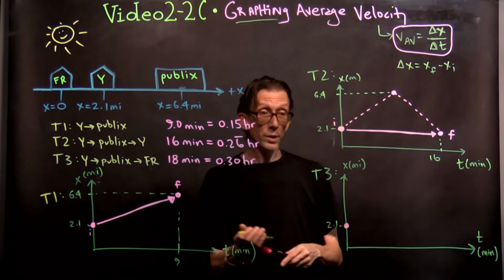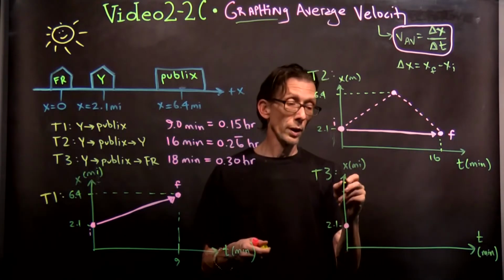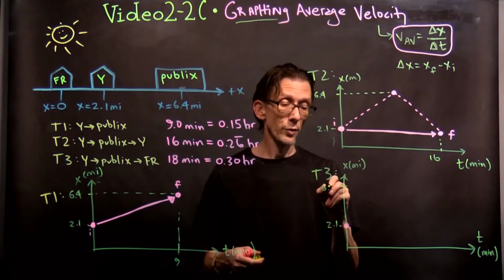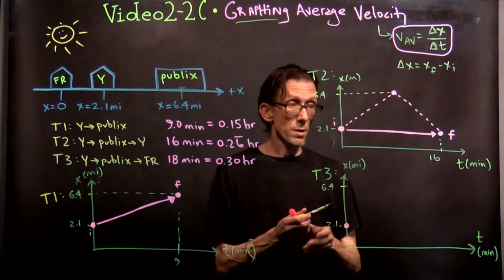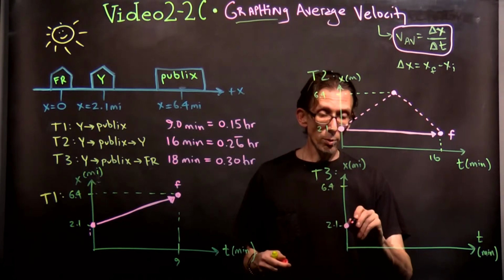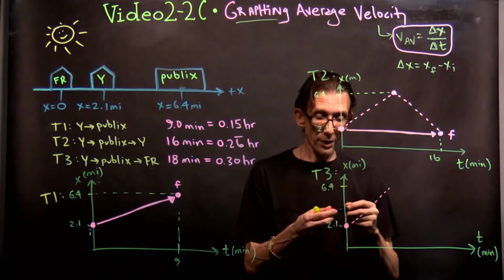And now you're going to go to Publix, right? You're going to go up to 6.4 again. First part of the trip looks very much the same. You're going to mosey on this way, and you're going to get to Publix at some time.